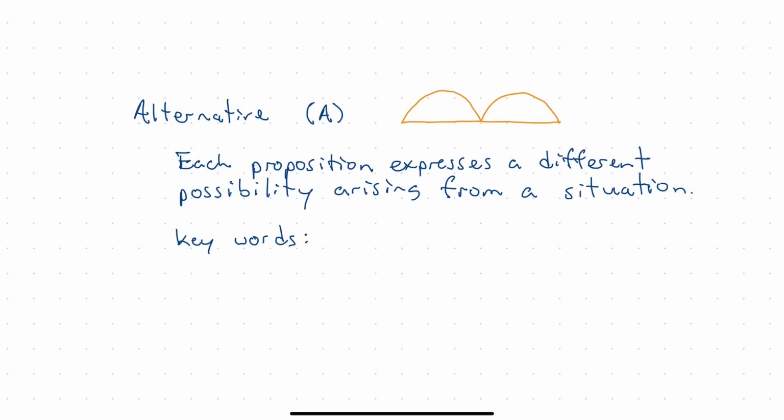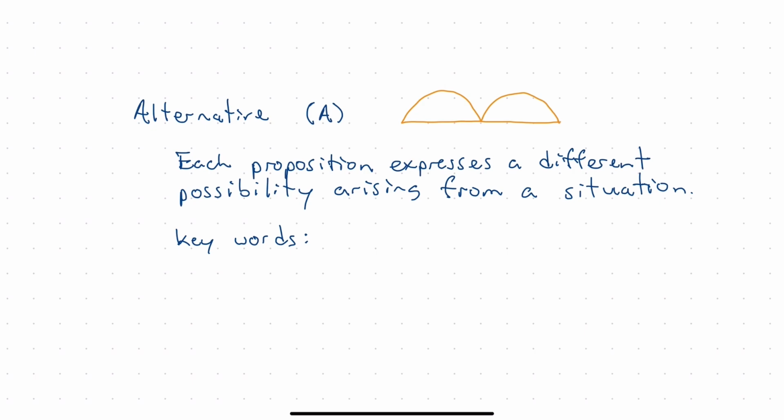Okay, let's look at the relationship of alternative. The symbol for alternative is an A. The definition of alternative: each proposition expresses a different possibility arising from a situation.